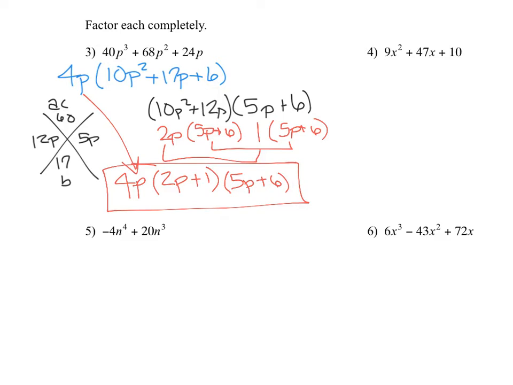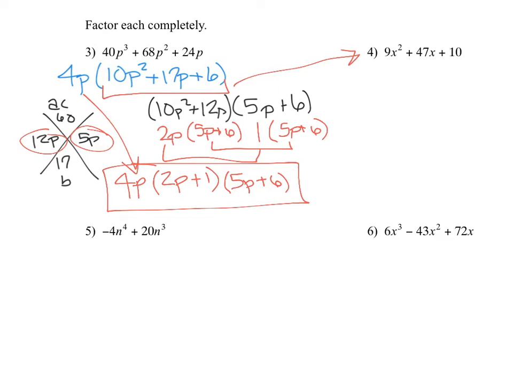All right, you're going to use the same kind of process that you started with here for this problem right there. So you're looking for two numbers that multiply to 90 and add up to 47. Those are going to be your factors that go in these parts of the X there.